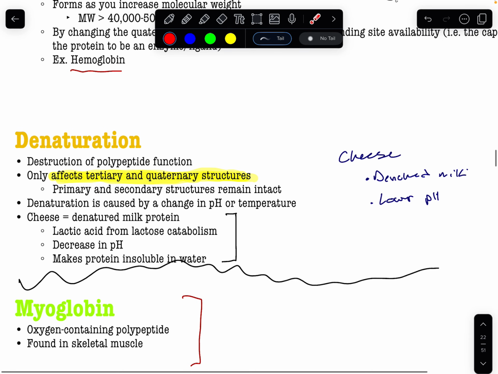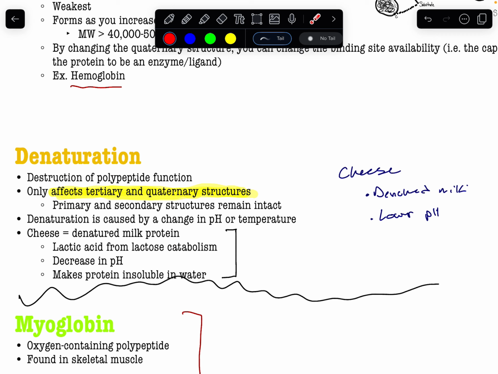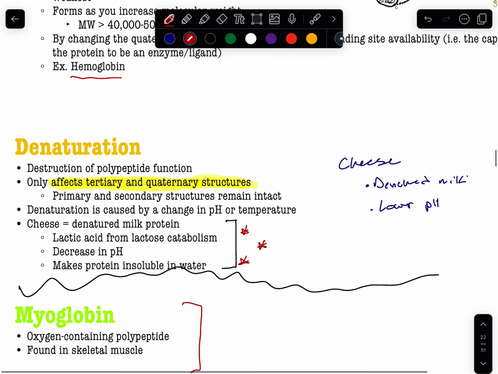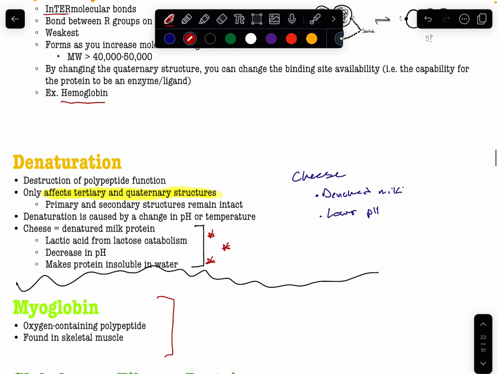Basically just the creation of cheese. It comes from a denatured milk protein, and if you want cheese, you just lower the pH of milk. Those proteins are going to denature, and as a result, they're going to form cheese. Keep that little fun fact in the back of your head because it is going to become important, and I hope you guys see it because that will be a good question for you guys to get a quick point on.